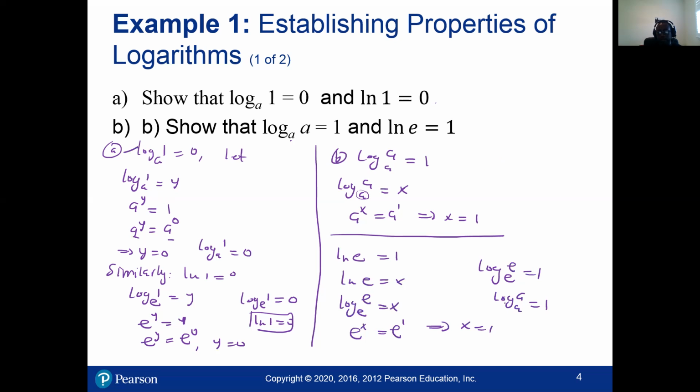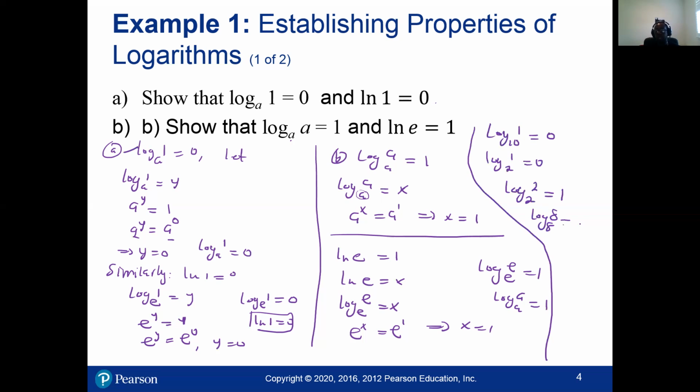Okay, so if I give this example, what is log of 1 base 10? This is 0. What's the log of 1 base 2? This is equal to 0. Now, what is log of 2 base 2? This is 1. Or log of 8 base 8 is equal to what? 1. Okay, so that's the property.